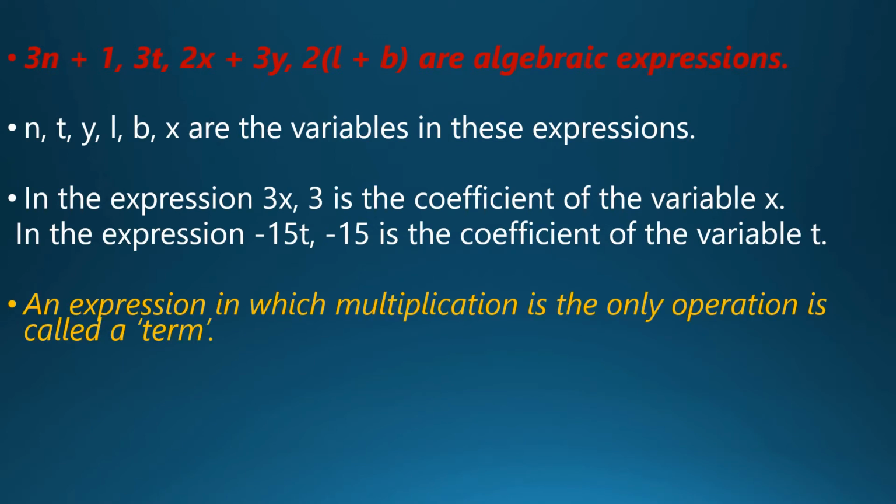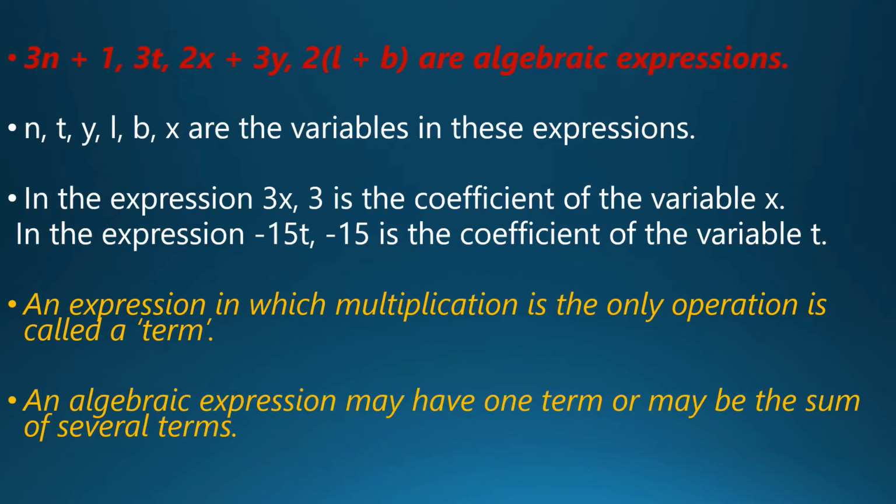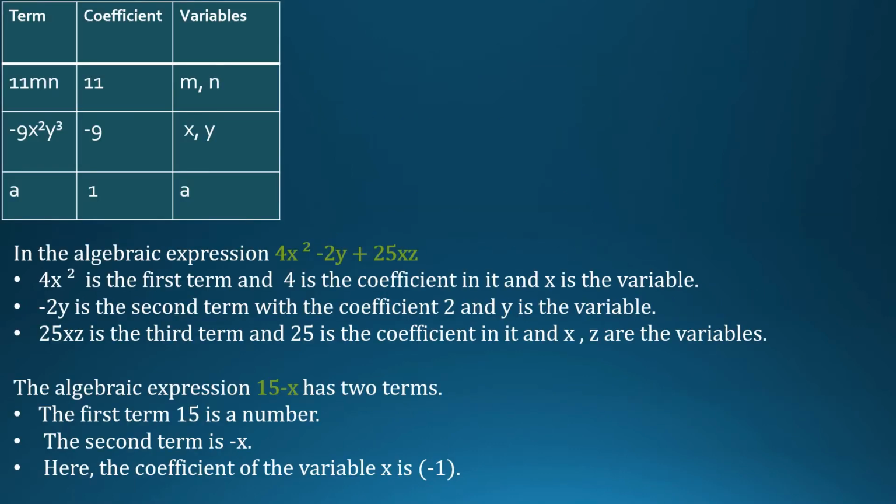An expression in which multiplication is the only operation is called a term. An algebraic expression may have one term or may be the sum of several terms. Now let us differentiate between the terms coefficient and variables. From 11mn, 11 is the coefficient, m and n are the variables. So 11mn is called a term.